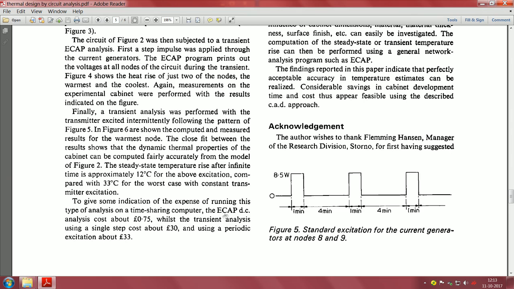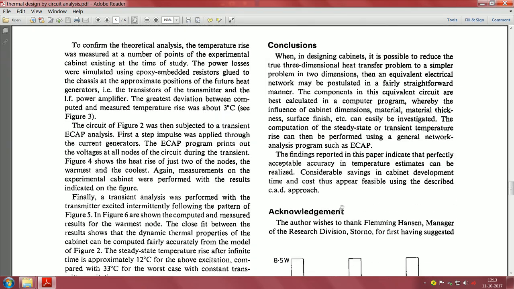To give some indication of the expense of running, they have given some figures. I will not understand what this is. It is probably a pound sterling. It is 0.75. Transient analysis is 30 pounds, and something else is about 33 pounds. I do not know the duration or anything. It is obviously expensive. At that time, probably salaries were much less.